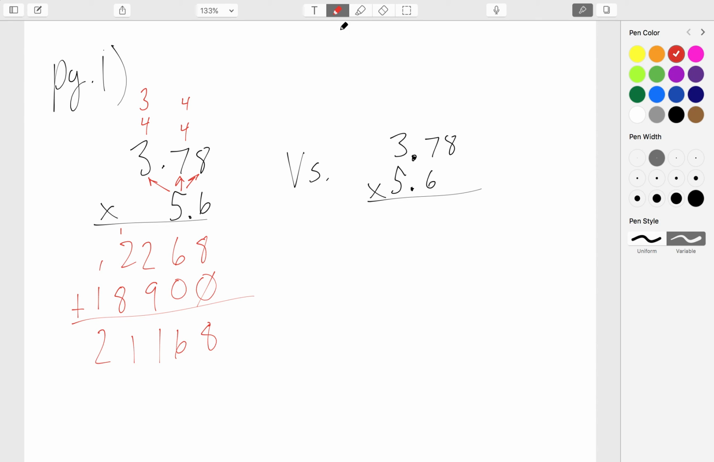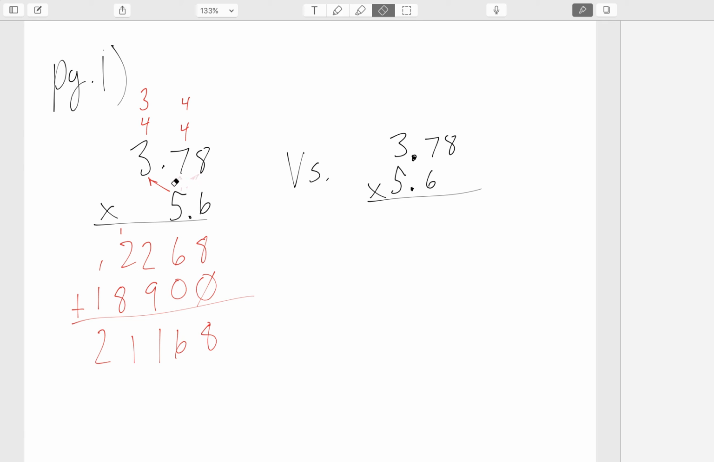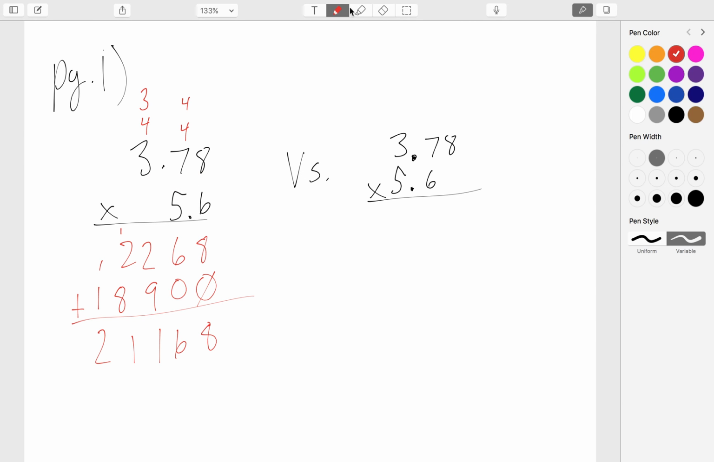Alright, now I'm going to erase these arrows one more time because I want to look at how many numbers there are to the right of the decimal. So there's the decimal, there are 2 here, there's the decimal, there are 3 here. This tells us I want to move the decimal from the right to the left 1, 2, 3 times and put a decimal point here.